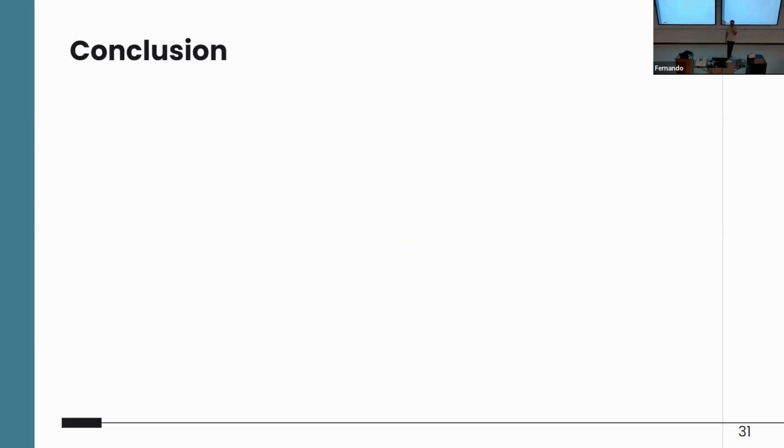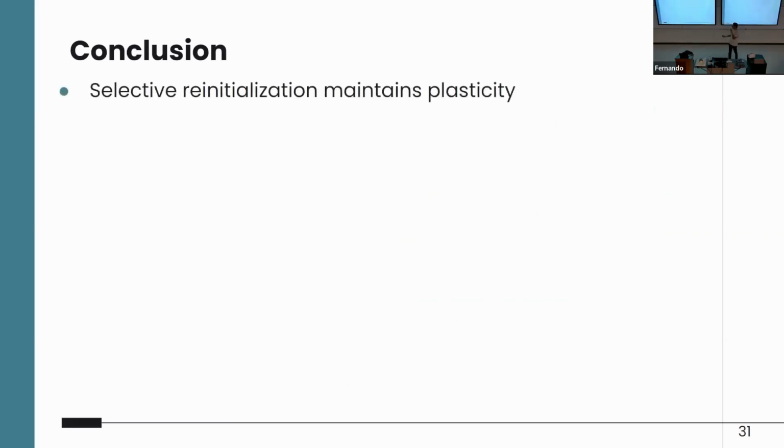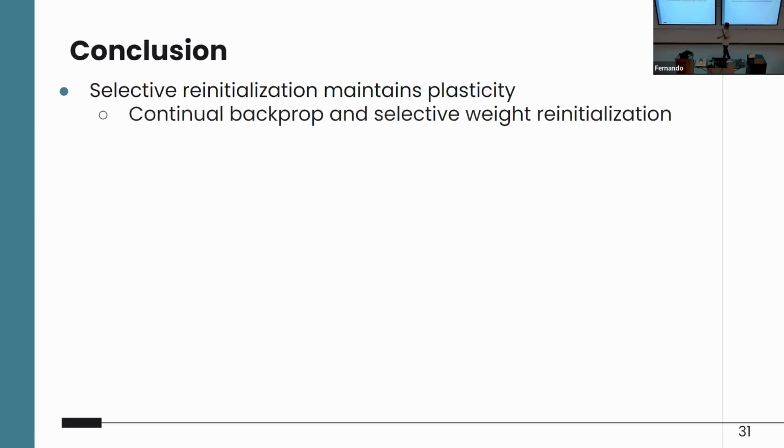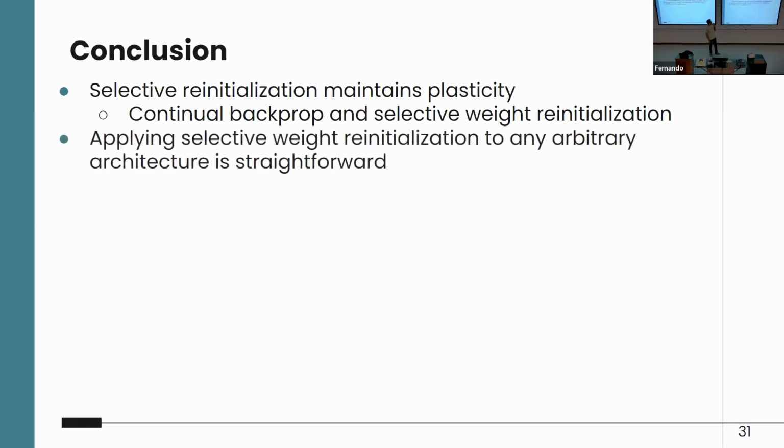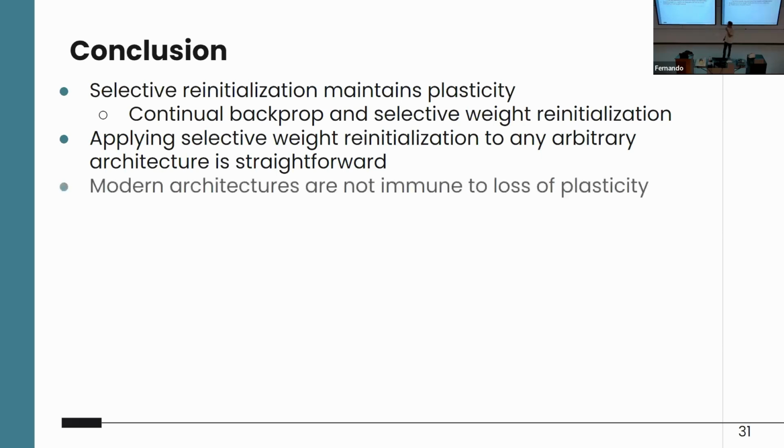Okay, so in conclusion, selective reinitialization is a good way for maintaining plasticity. Both continual backpropagation and selective wave reinitialization are effective at maintaining plasticity. Applying selective wave reinitialization is easy and more straightforward than continual backprop, but still both of them are pretty good at maintaining plasticity. And finally, I didn't touch on this very much, but modern architectures are not immune to loss of plasticity.